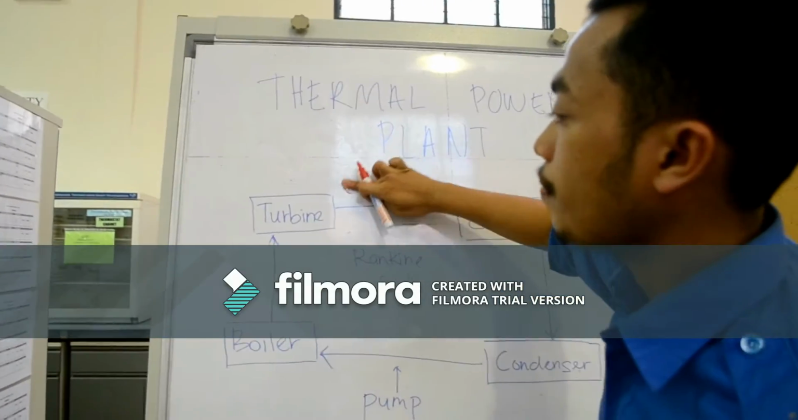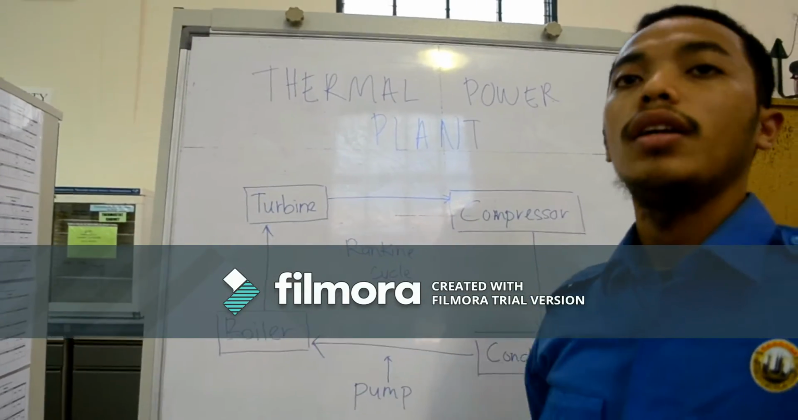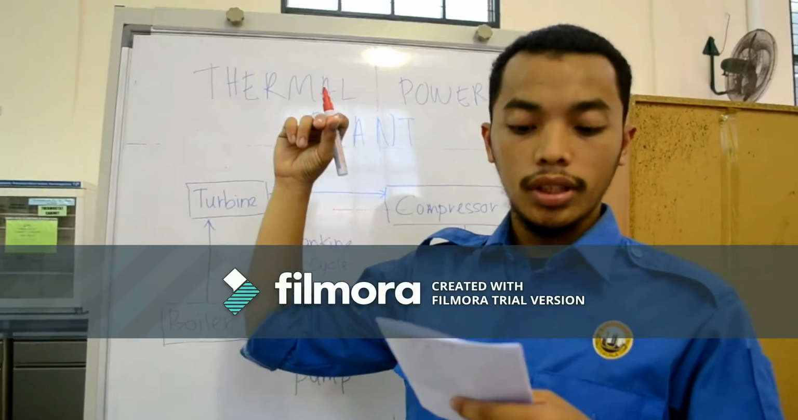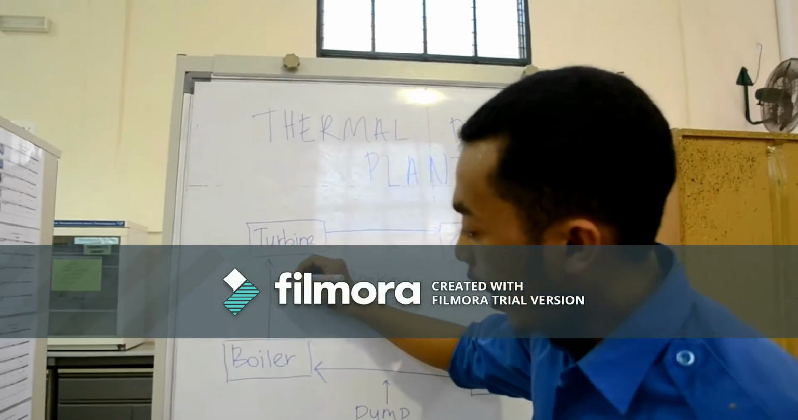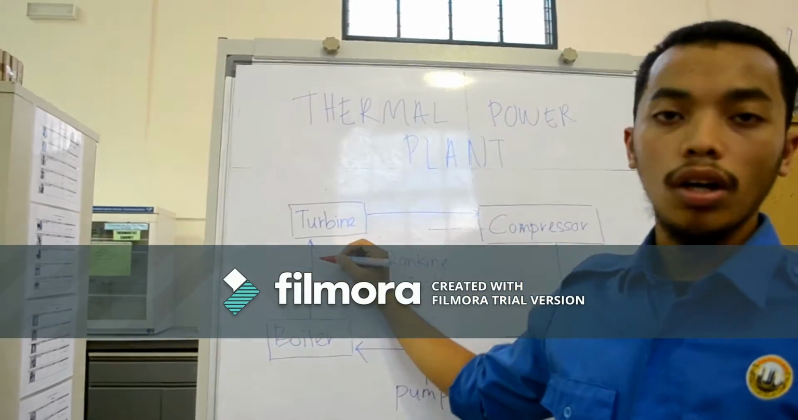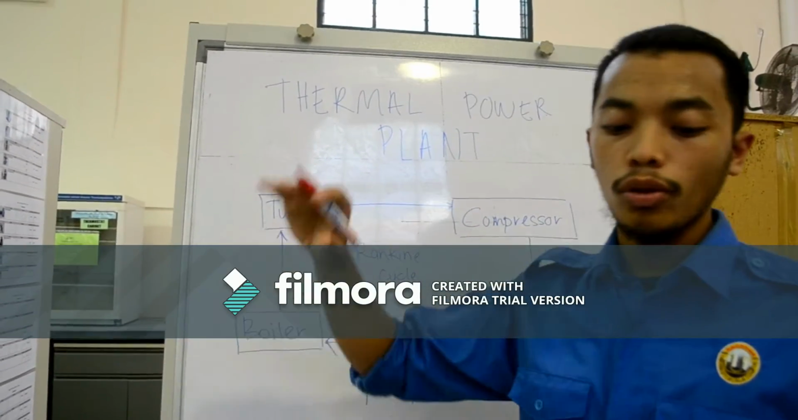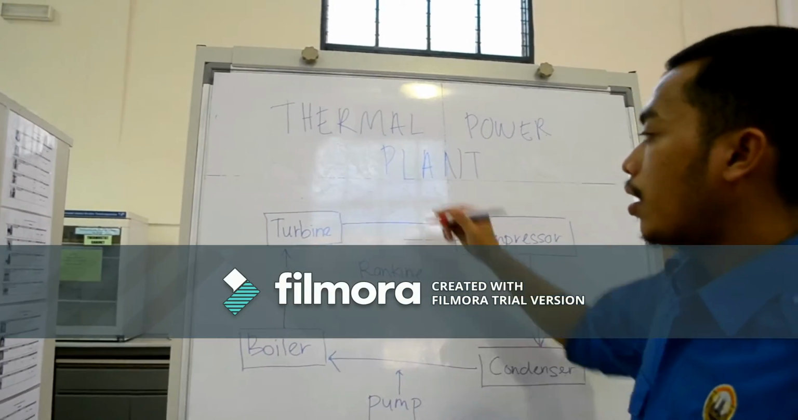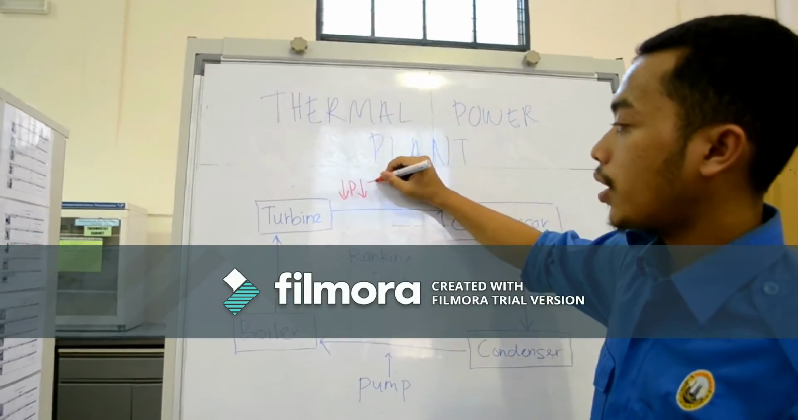In this thermal power plant, the turbine is used in three stages, which are the high pressure turbine, intermediate pressure turbine, and low pressure turbine. From the inlet, the hot gas passes through the high pressure, then the intermediate, and then the low. At the low pressure turbine, as I said, the steam goes to low pressure and low temperature.